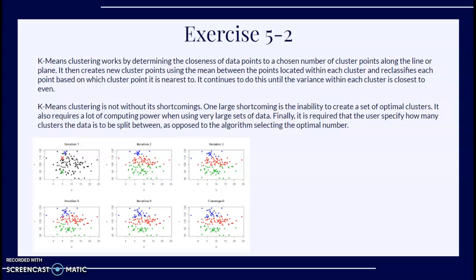K-means clustering is not without its own shortcomings. One large shortcoming is the inability to create a set of optimal clusters. It also requires a lot of computing power when using very large sets of data, computing power that most of us don't have on our everyday laptop. And finally, it is required that the user specify how many clusters the data is to be split between, as opposed to the algorithm selecting an optimal number based on the data.